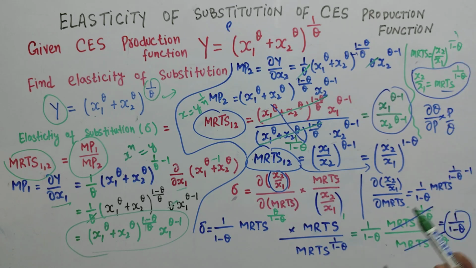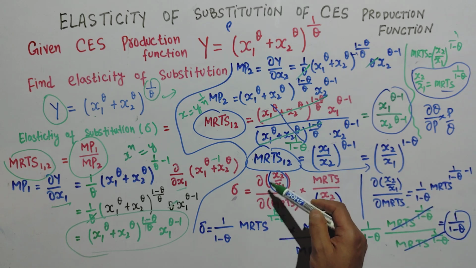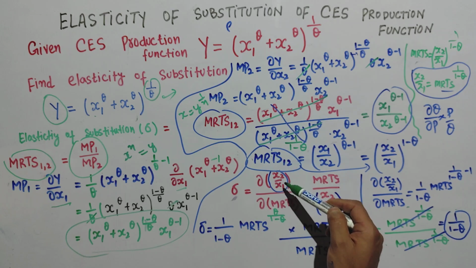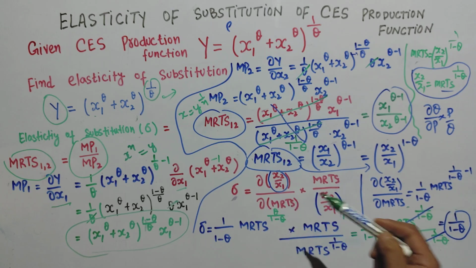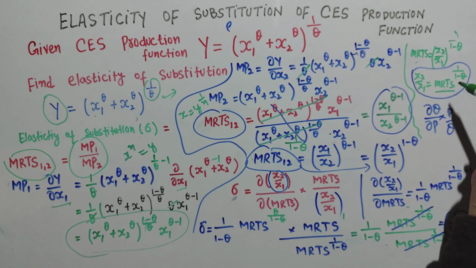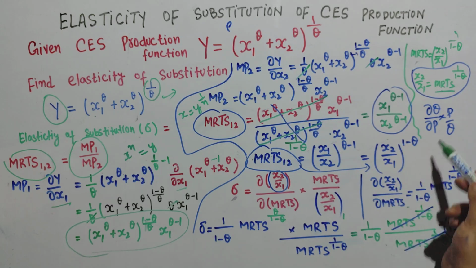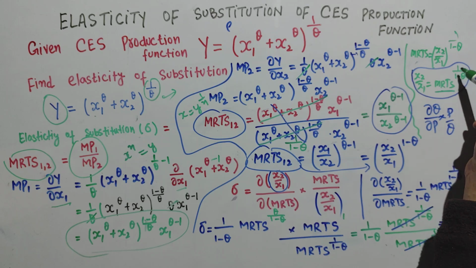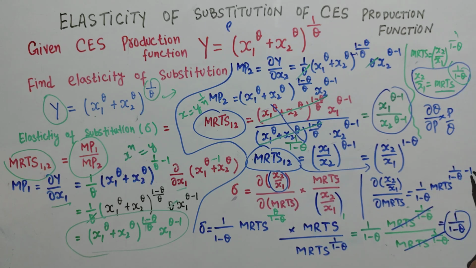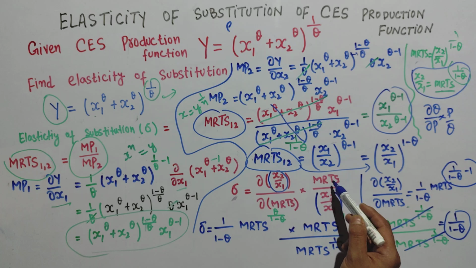Then we need to find this derivative, the change in the input ratio relative to the MRTS. That means the derivative of this function with respect to MRTS. The exponent will become the coefficient and the exponent will be subtracted by 1. So the elasticity of substitution will become 1 divided by 1 minus theta, times MRTS raised to the solved exponent, which is theta divided by 1 minus theta, into MRTS divided by x2 upon x1.